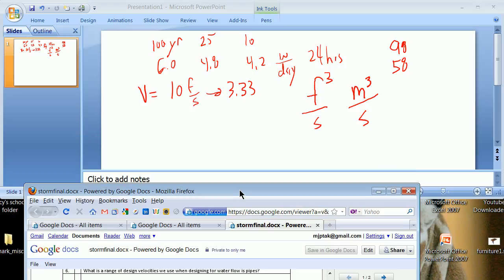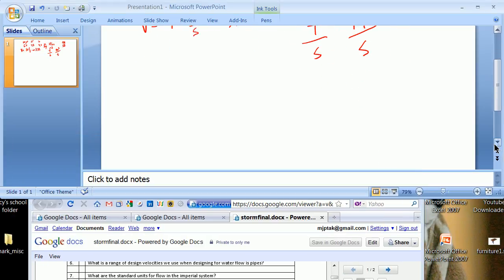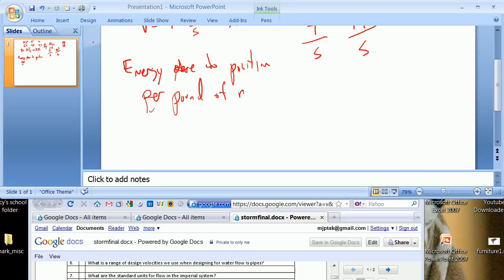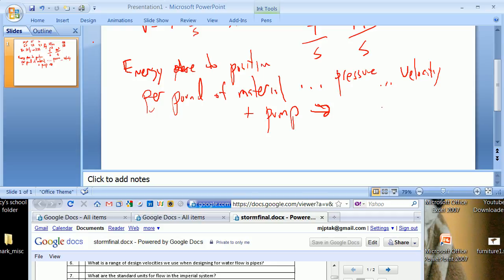Narrative form of Bernoulli's equation. And as I did it incorrectly first, basically what it was: the energy per pound due to position, per pound of material or water, plus the energy due to pressure per pound of material, plus the energy due to velocity per pound of material, plus the energy due to the pump, equals, along a flow path line, the same, plus the energy lost per pound of material.